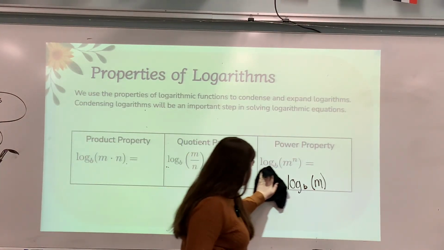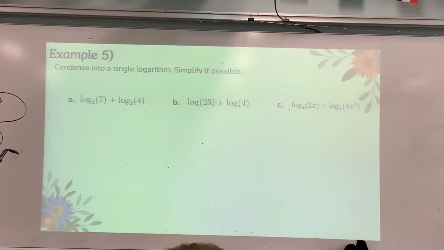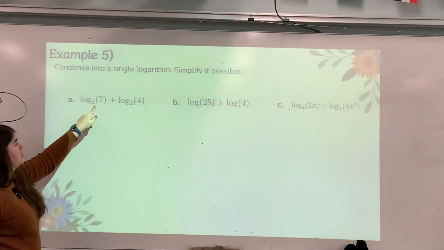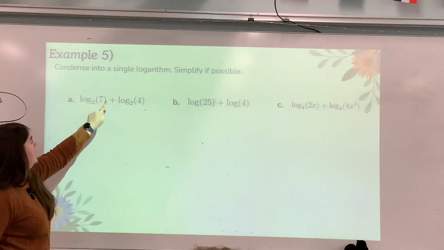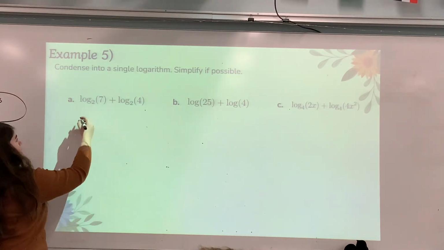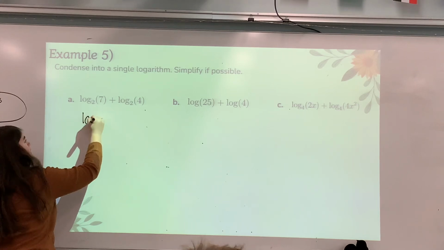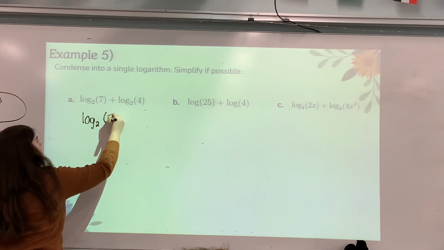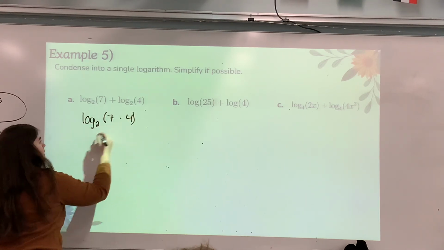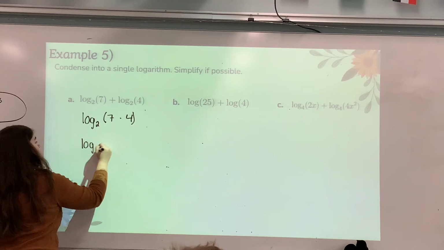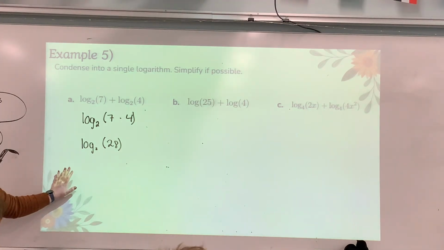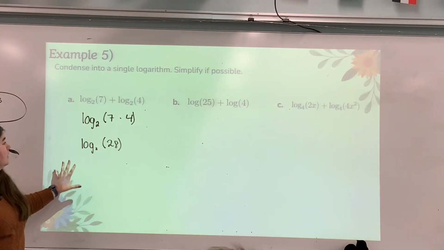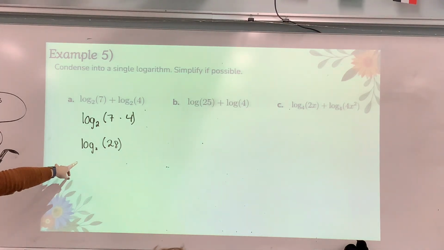I found it. Example 5, condense into a single logarithm. Simplify if possible. So we have log base 2 of 7 plus log base 2 of 4. Because they have the same base, and we're adding, then that means that we can rewrite this as log base 2 of 7 times 4, which means that our answer is log base 2 of 28. It doesn't have a base we could solve it. For now, this is all we're doing, for the sake of time.